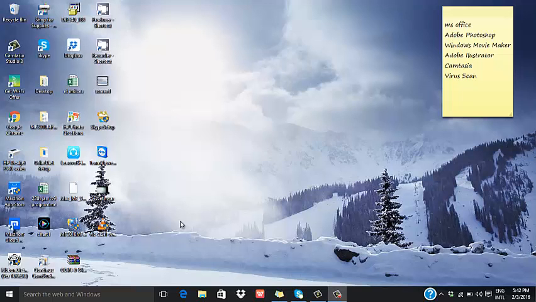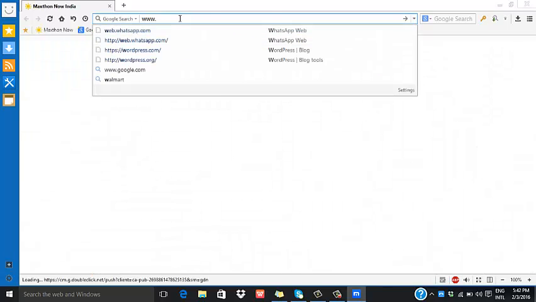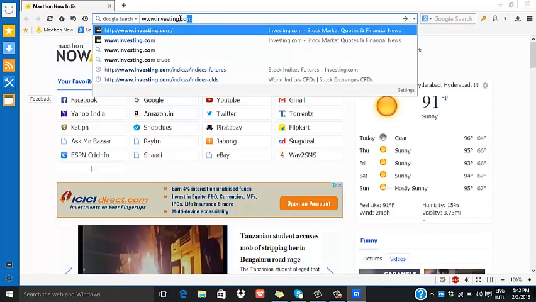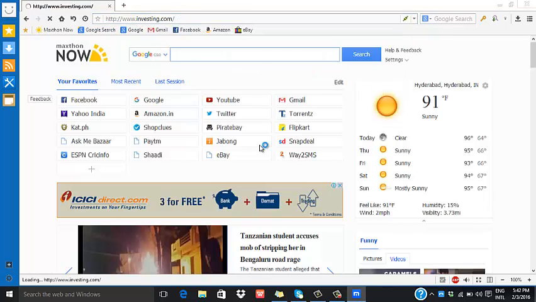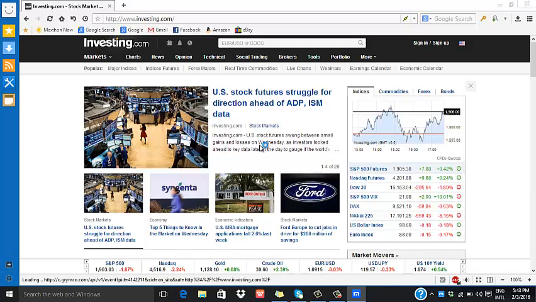Hi, let's try to understand how to use investing.com. First, open the browser and type in the investing.com site. Once you open investing.com, we can use a lot of facilities provided in this site.